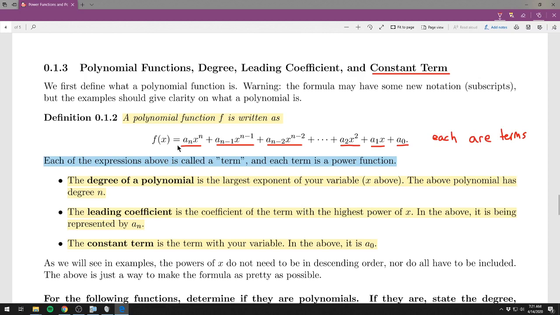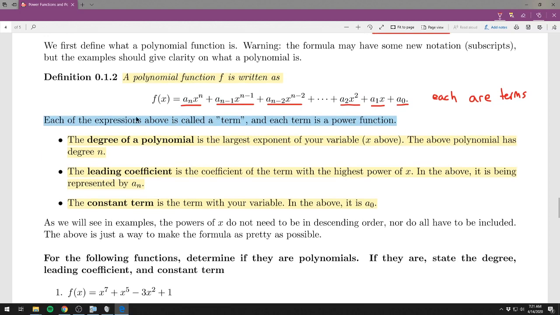And each of the terms is a power function, meaning everything that you see in a polynomial linked by a plus or minus is a power function. So as long as everything we see in a polynomial is a number times x to a positive power or a non-negative power, we're good to go.